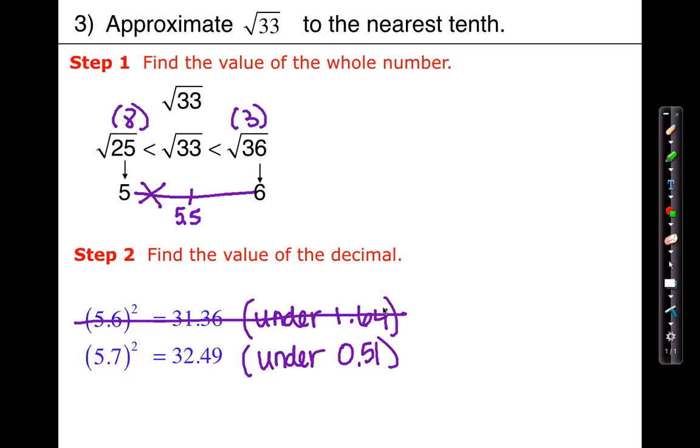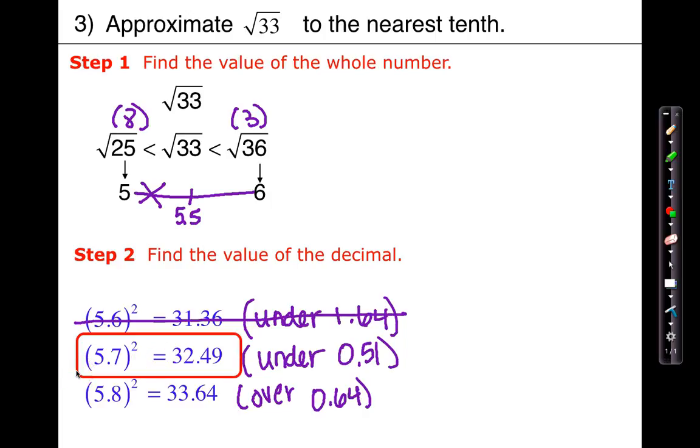So now since I found 2 that are under, I'm not where I want to be yet. I want to at least find one that's under and one that's over. So let's try 5.8 squared, which is 33.64. This one is over 0.64. So I'm definitely going to go with 5.7 because it is closer.